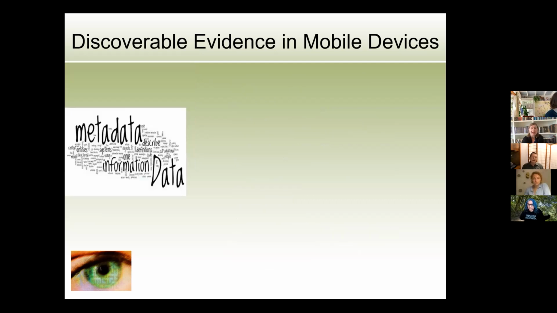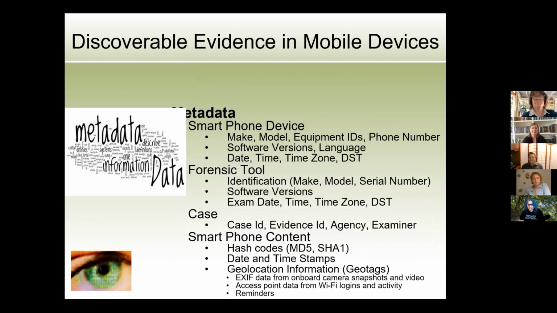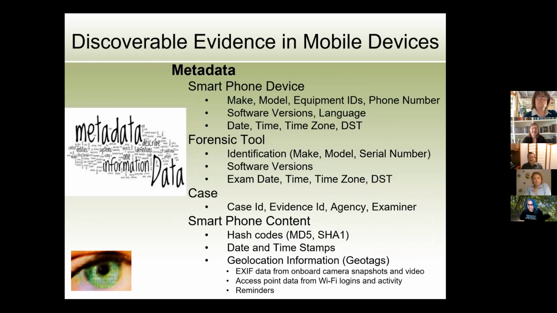We can also get metadata. The metadata is the data about the data. You can have a text message, but you really need all of the other stuff about that text message, right? The date and time stamps, like you see here at the bottom, smartphone content. You want the date and time stamp of when it was sent, but also the date and time stamp of when it was received, the date and time stamp it might have been read, and the date and time stamp, if you can get it, which is rare, when it was deleted.